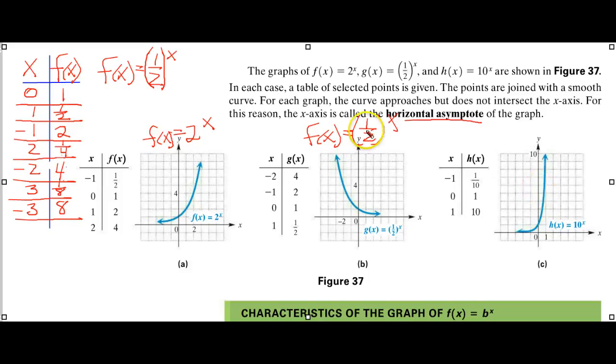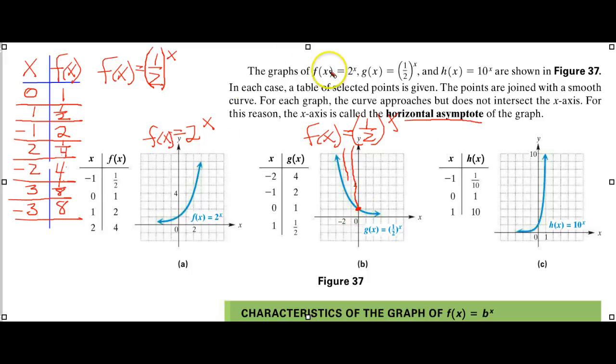Now, if this were instead of 1/2, 1/4, the line would be in here closer, and if it was 1/10, it would be in closer still, but they always go through 1, because any base to the 0 power is 1.